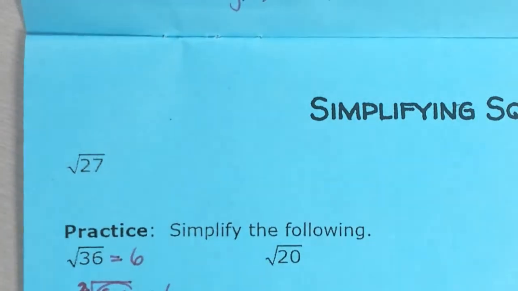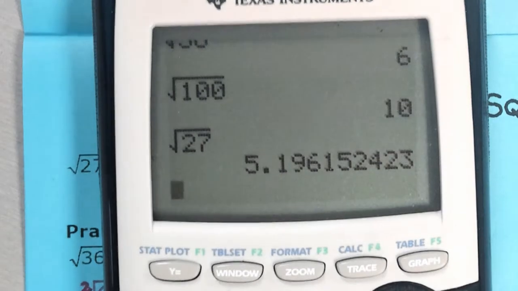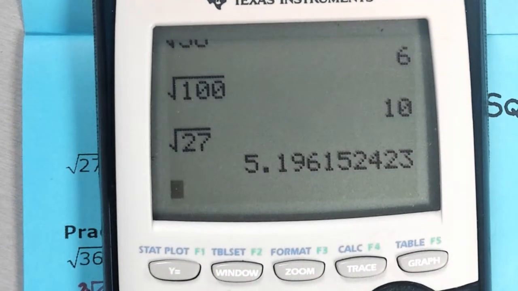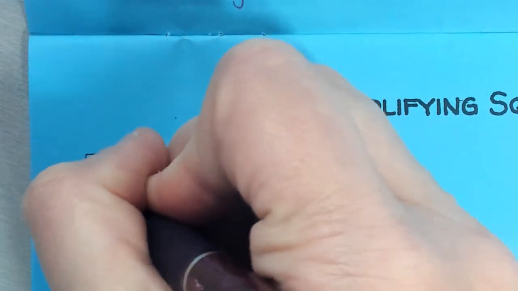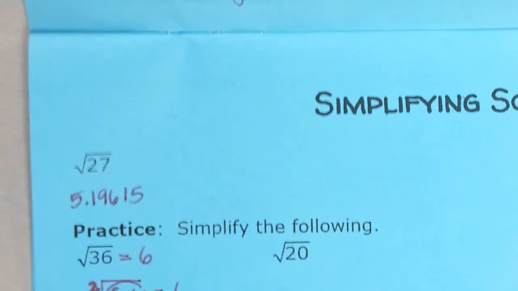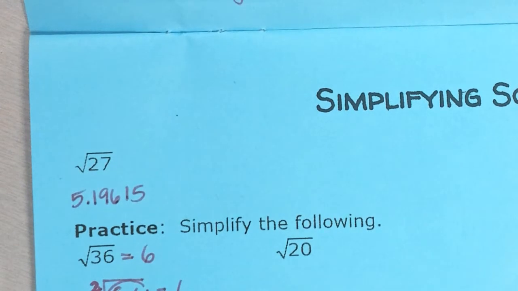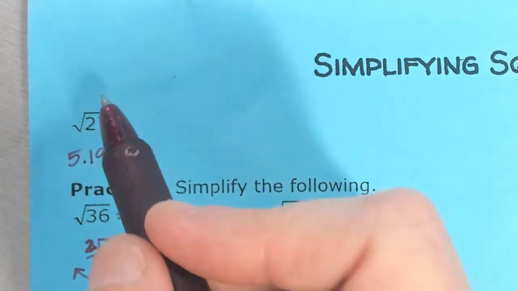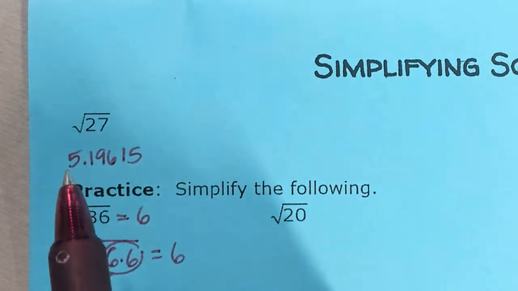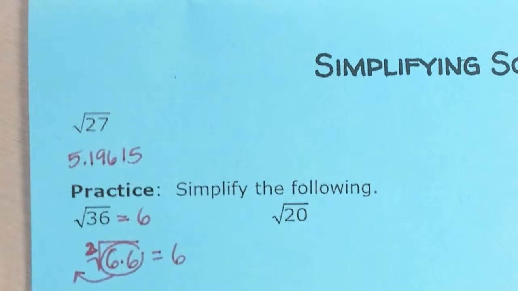Okay? Now, let's look at something like this one up here, 27. If I put square root of 27 in my calculator, I get this crazy nonsense. So we're going to write down what we see, 5.19615. I know that's kind of crazy, but that's enough for me to see a match. So what that tells me is there is no whole number I can pull out from under this radical sign that's going to give me 27. So I'm going to have a simplified radical.